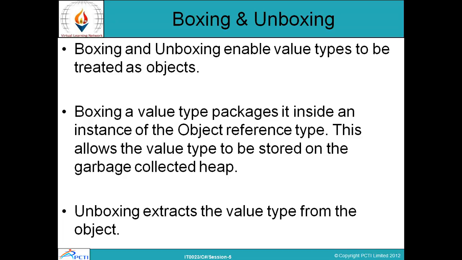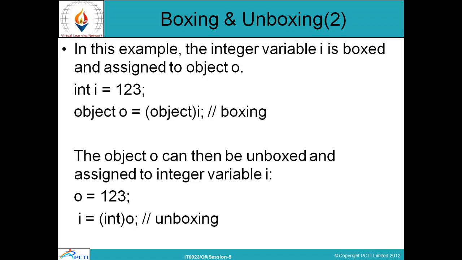Next is boxing and unboxing. Boxing and unboxing enables value types to be treated as objects. First, boxing. Boxing a value type packages it inside an instance of the object reference type. This allows the value type to be stored on the garbage collected heap. On the other hand, unboxing extracts the value type from the object.